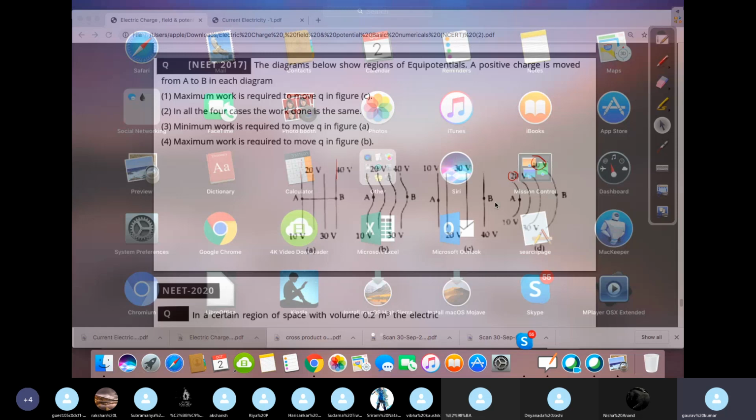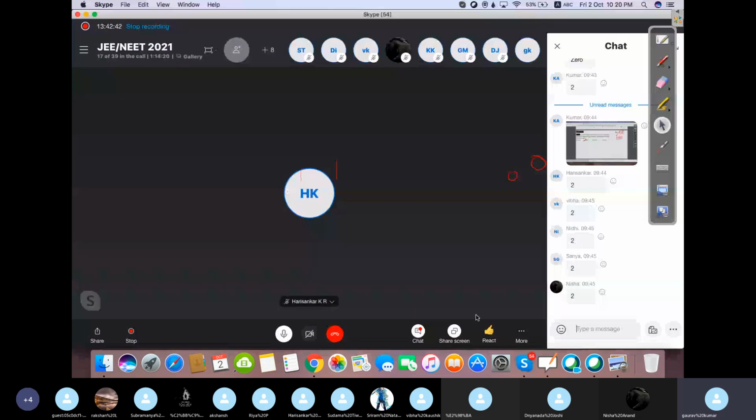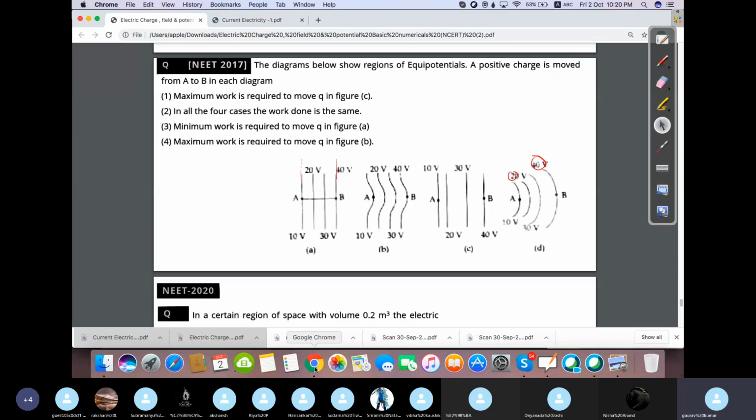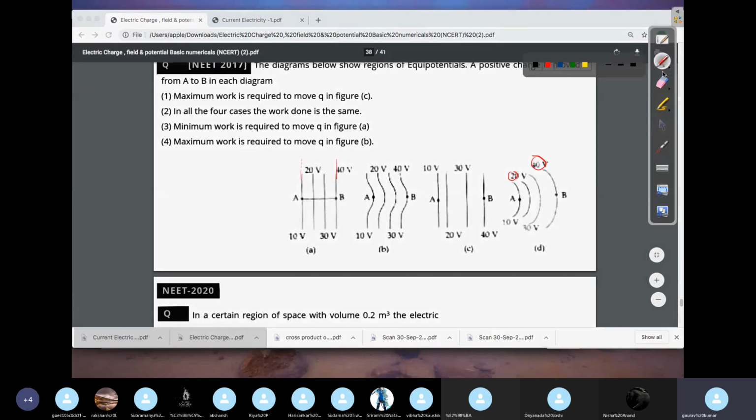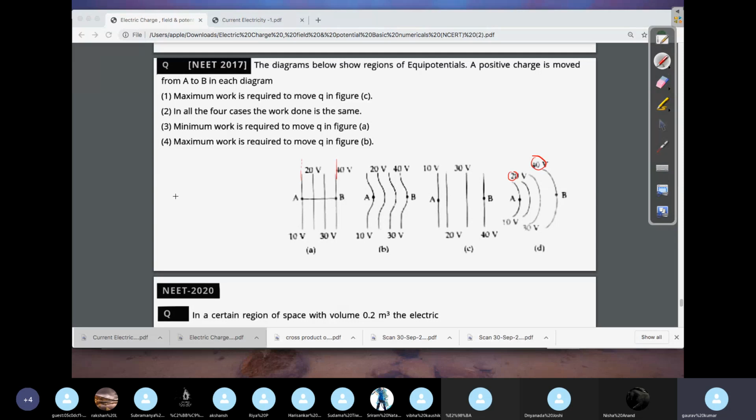So the answers we are getting here are like 2, 2. Okay, most of you have given the answer 2. So let's cross verify this answer. Just now I told you, in such cases we can always use which concept? Work done equals what? Moving charge multiplied by V2 minus V1. So when you're moving the charge like this, you can see that V2 minus V1 is 40 minus 20 in all the cases.